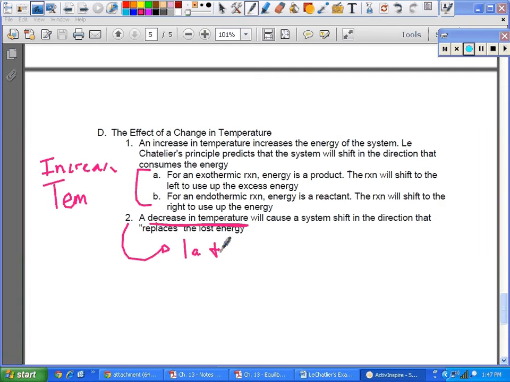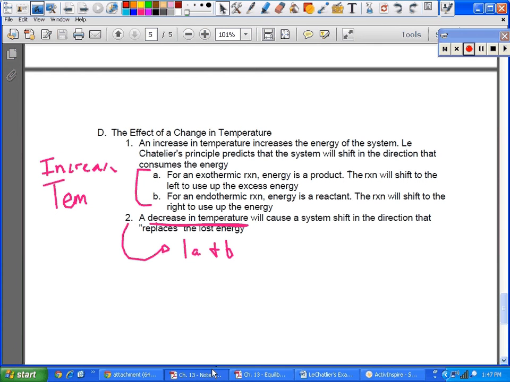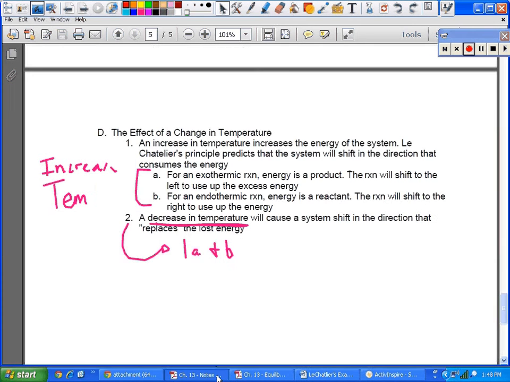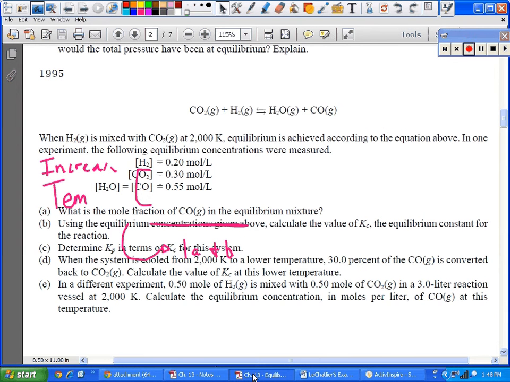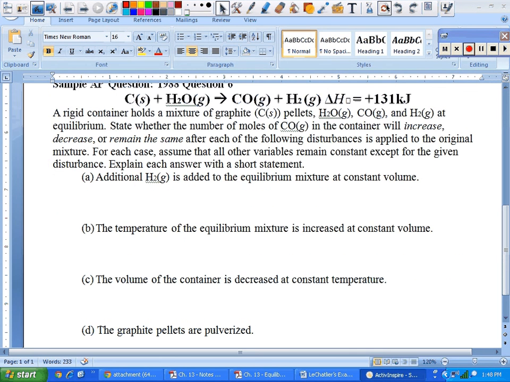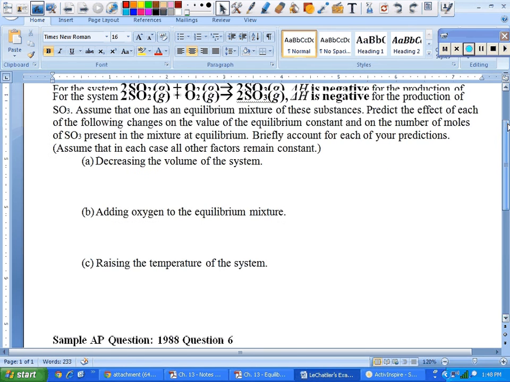Now, let's look at some examples of problems that were actual AP chemistry questions. That's not what I want. This is what I want. Okay. You guys should have this worksheet, right?